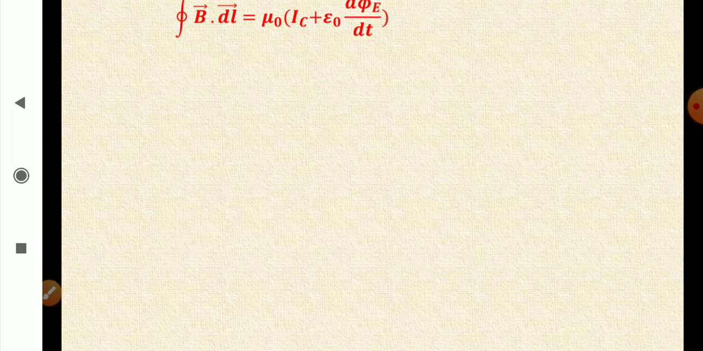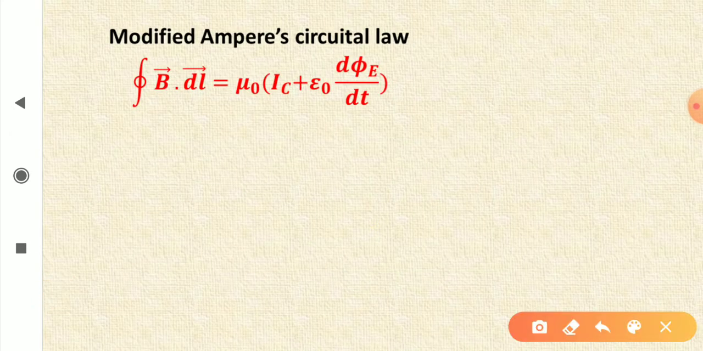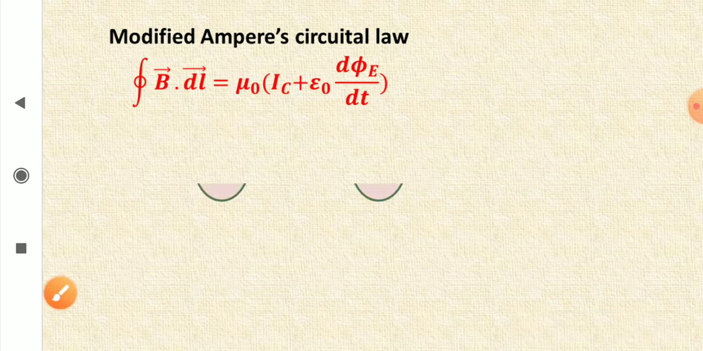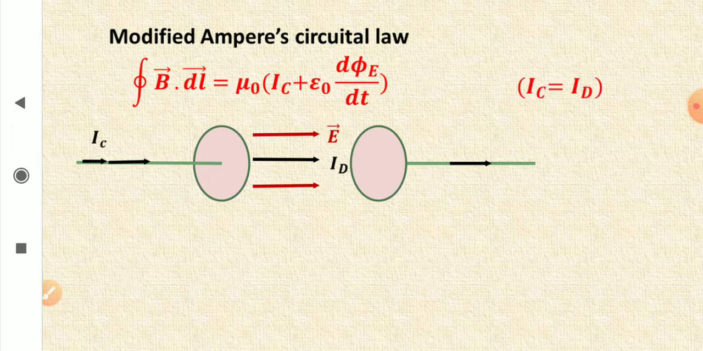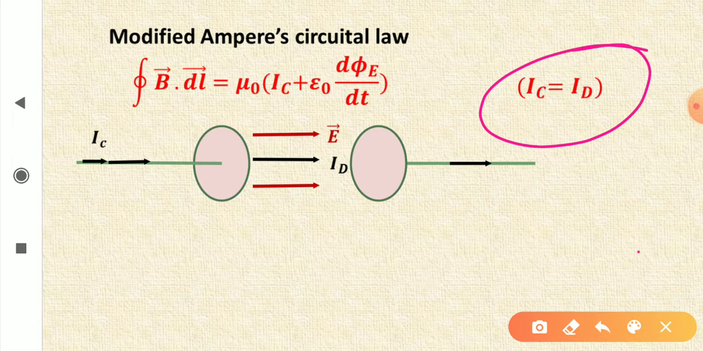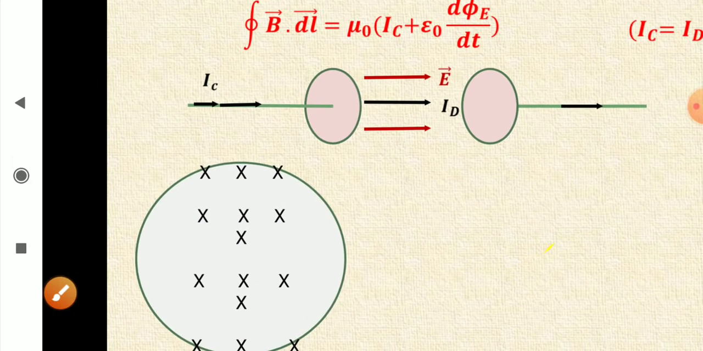Now the modified equation. So you can see that the line integral of B dot dl is mu naught IC plus the value of displacement current, I equals epsilon naught d phi E by dt. And let us try to understand it now. See, IC is equal to ID all the time. Here, look at it.